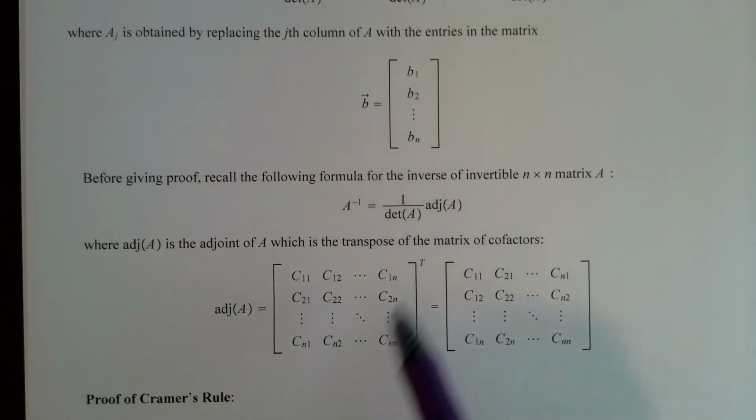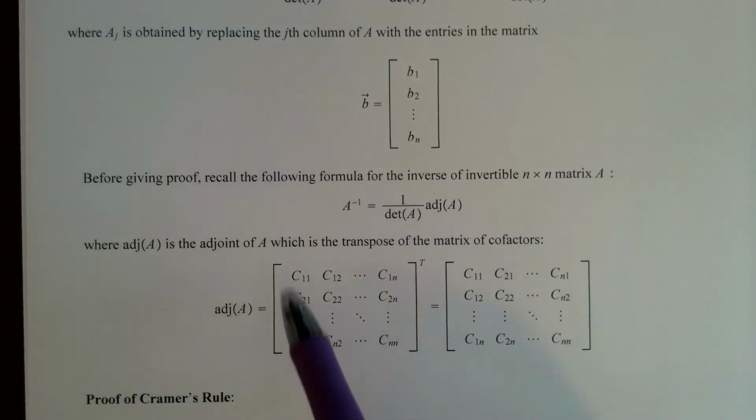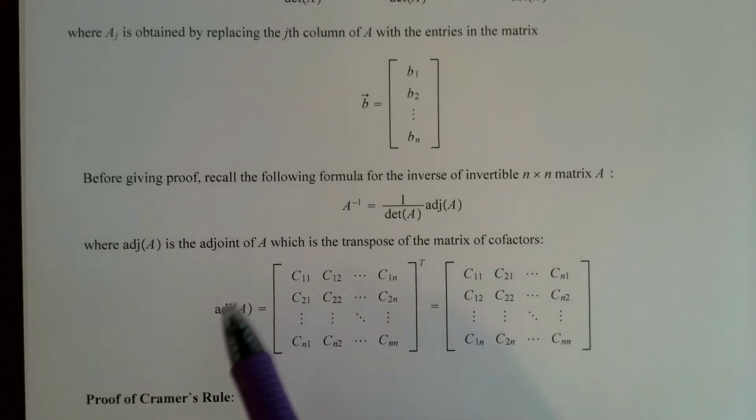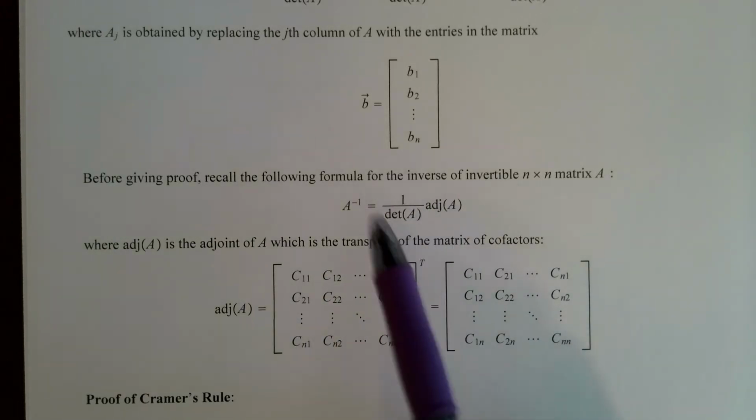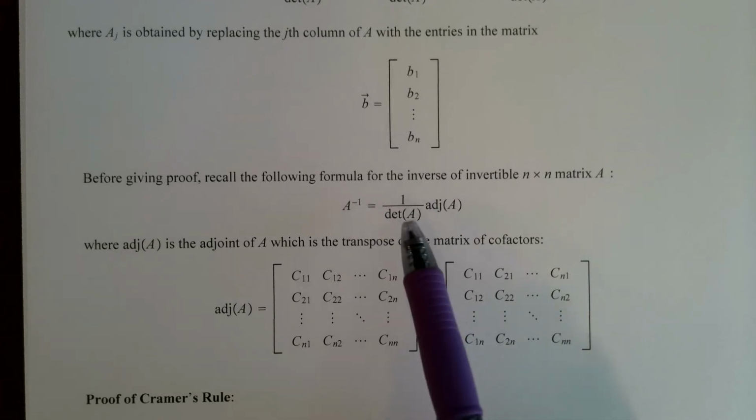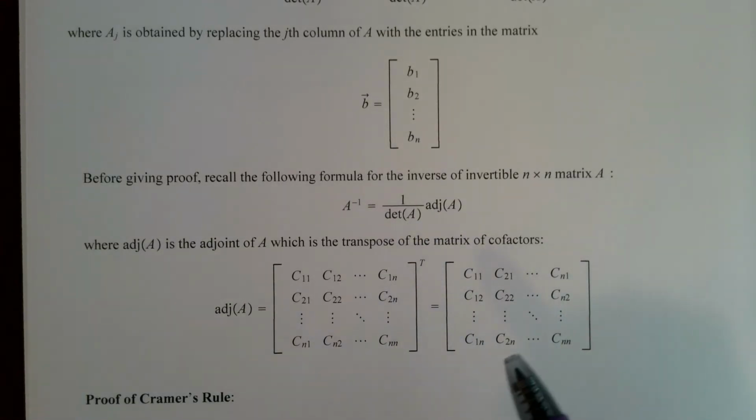Now, computing n squared cofactors, which each require n minus 1 factorial computations, you're talking about a lot of computation to use this formula. So this formula, again, is not a very efficient way to compute an inverse. The inversion algorithm is much more efficient.